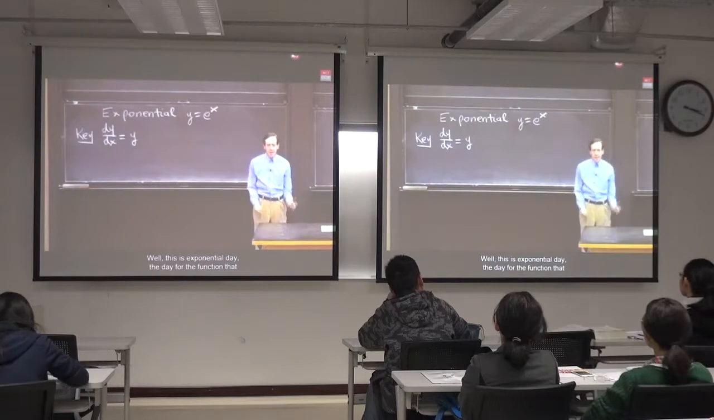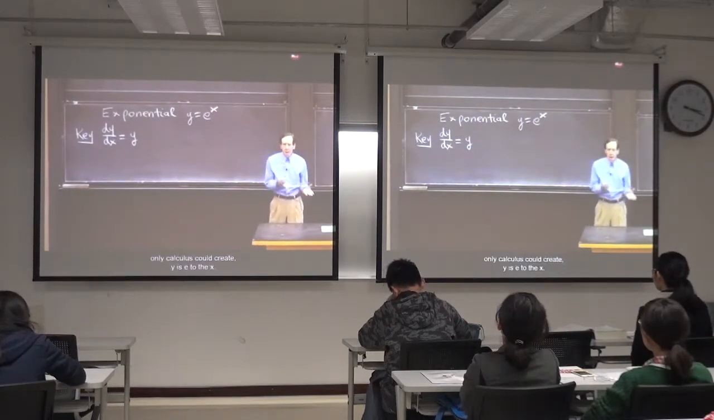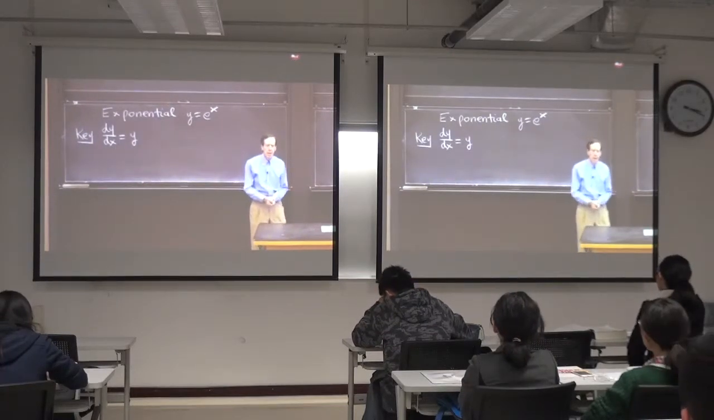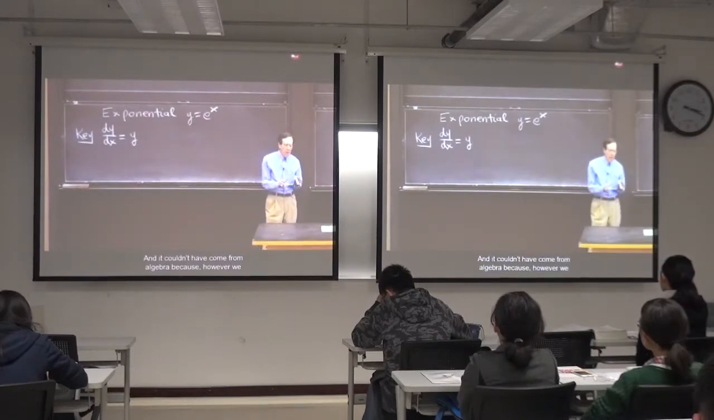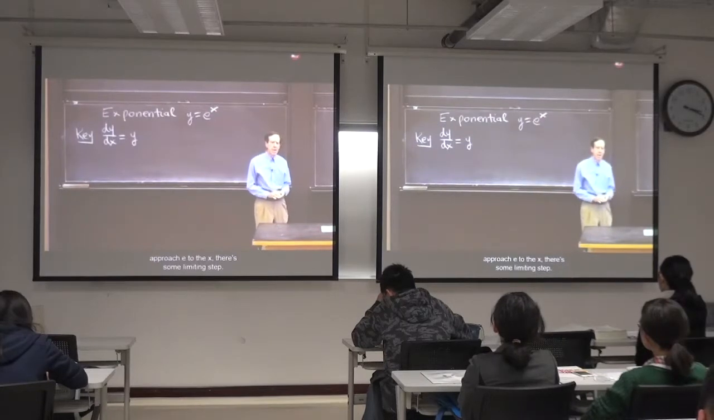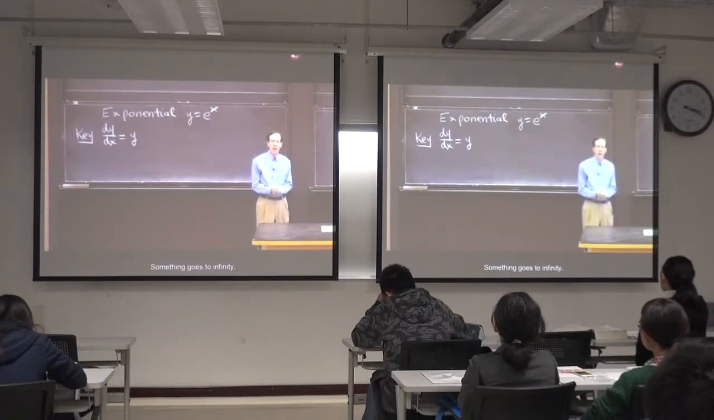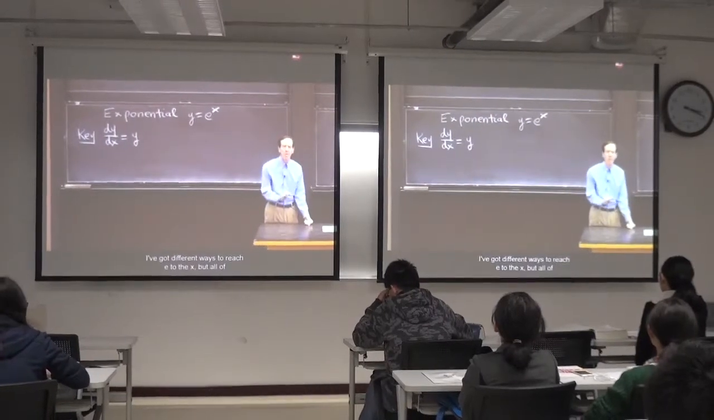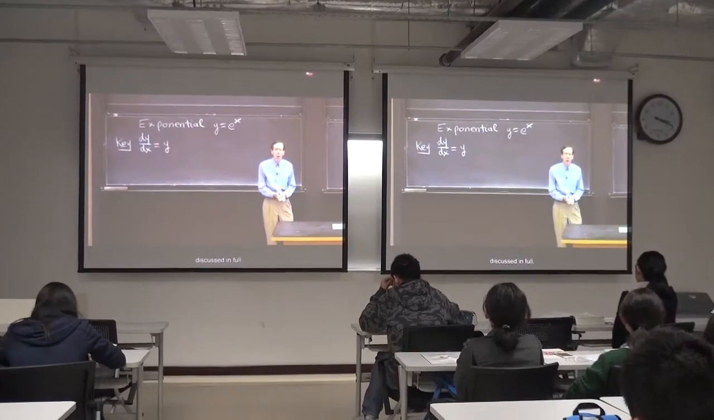Well, this is Exponential Day, the day for the function that only calculus could create. y is e to the x. And it couldn't have come from algebra, because however we approach e to the x, there's some limiting step. Something goes to 0, something goes to infinity. We've got different ways to reach e to the x, but all of them involve that limiting process, which we haven't discussed in full.